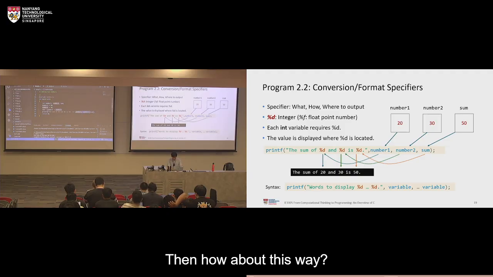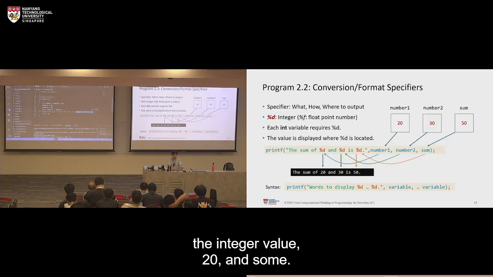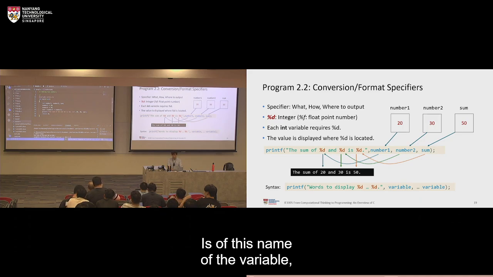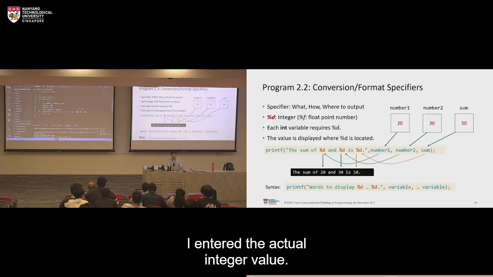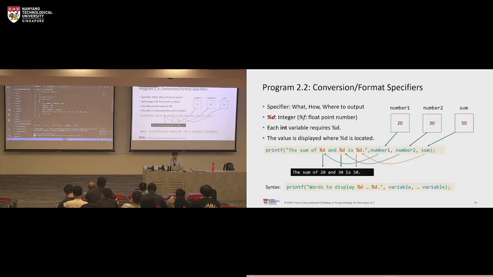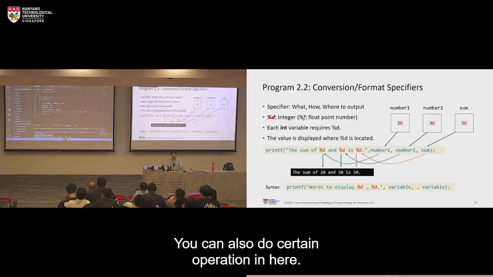Okay, then, how about this way? I can directly enter the integer values 20, 30, and sum. So instead of the name of the variable, I entered the actual integer value. Then this integer will be displayed here. So the sum of 20 and 30 is 50.